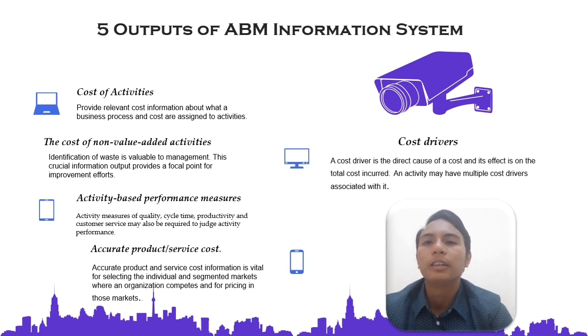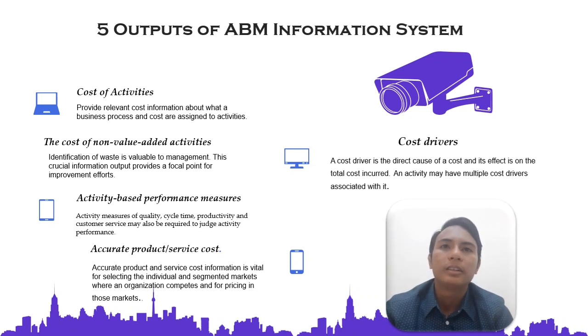Measuring the activities provides a scorecard to report how well improvement efforts are working as an integral part of continuous improvement. The fourth output is accurate product or service cost. Products and services are provided to markets and customers through various distribution channels or contractual relationships. Because products and services consume resources at different rates and require different levels of support, cost must be accurately determined.